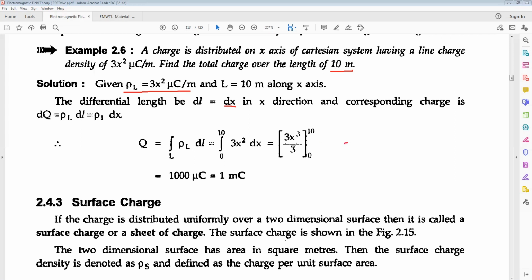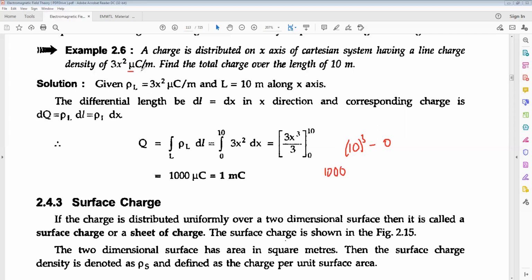So 3 gets cancelled here. X cube means 10 cube minus 0 cube, since x is 0 at the lower limit. So the x value is 10, so 10 cube minus 0. So 10 cube means it's 1,000.